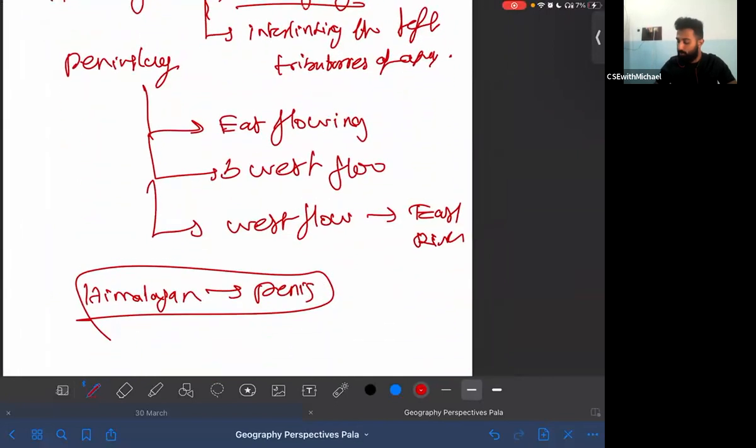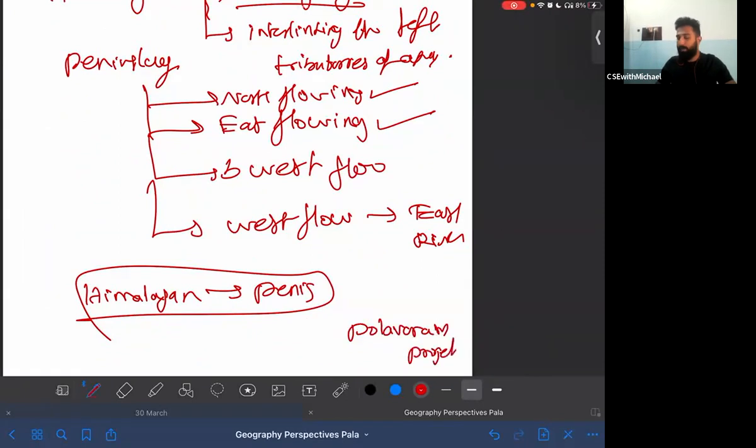One more thing is that there are north flowing rivers. We can see interlinking happening in the case of north flowing rivers, which is the Ken-Betwa project. In east flowing rivers, you can see the Polavaram project, where Krishna and Godavari are being linked. These two are projects that are already underway. And then there are other proposals being made. But what is more important for us is the feasibility of this. How feasible is that? We'll see certain benefits of river interlinking and certain problems of river interlinking.